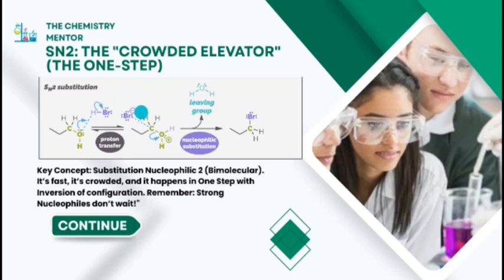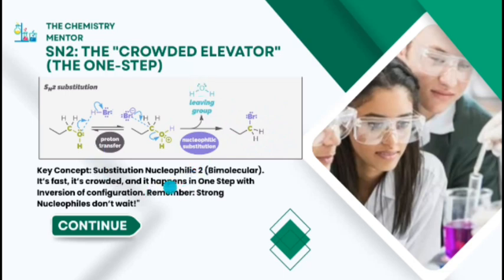Now when Br comes, the bromide ion, what will happen then? The bromide ion attacks the carbon from the opposite side. Water leaves and we get ethyl bromide, all in one smooth step with inversion of configuration.